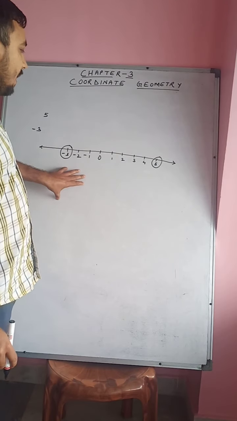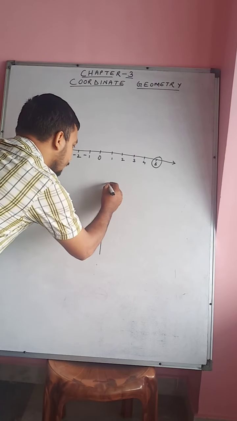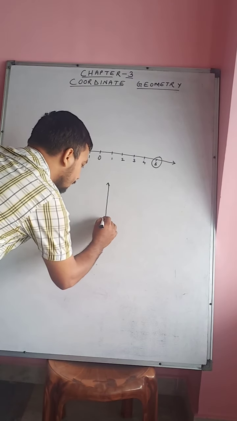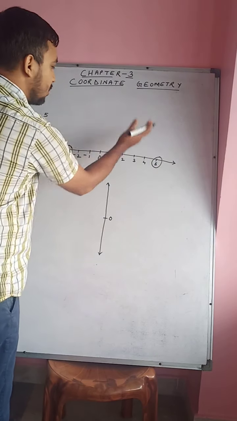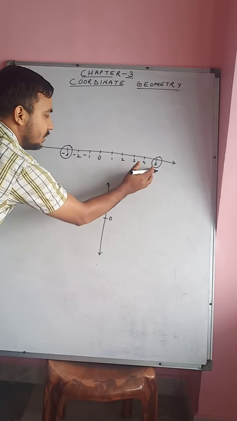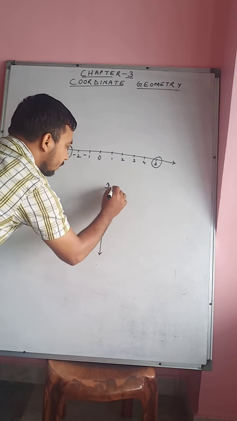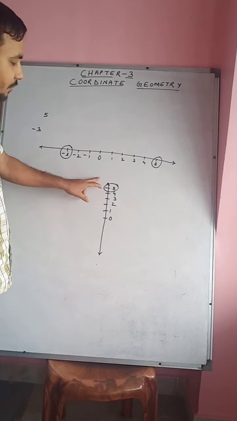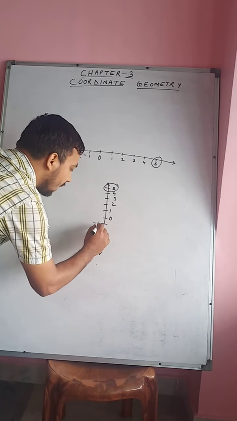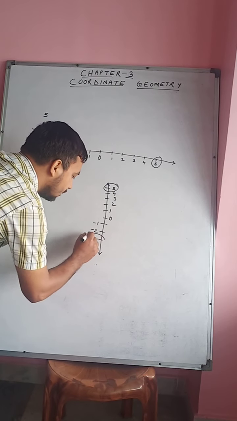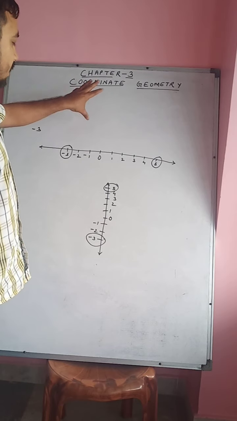Suppose the same line is drawn vertically. Then this will be my center 0, and our positive values will go up: 1, 2, 3, 4, 5. My 5 will be here, meaning positive values are upward, and the negative values -1, -2, -3 will be downward. So coordinate geometry is also the same thing.